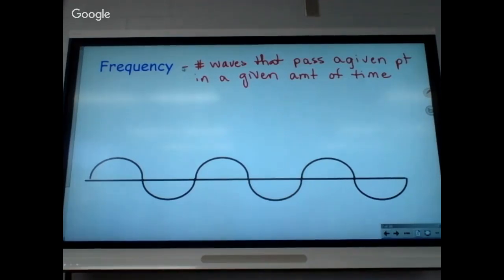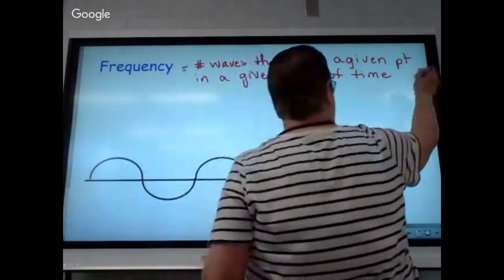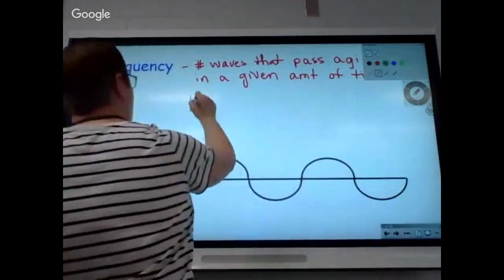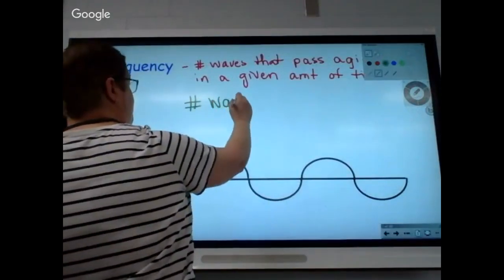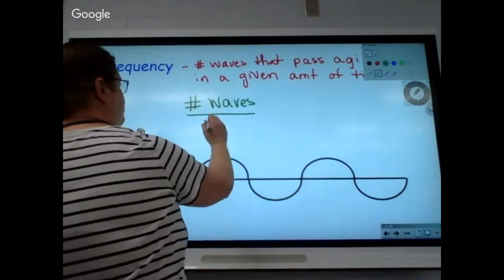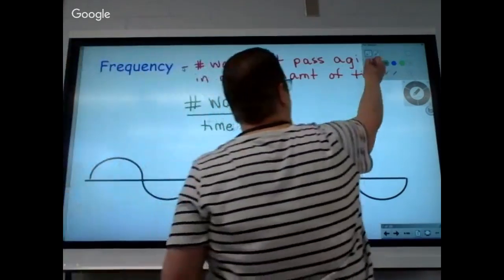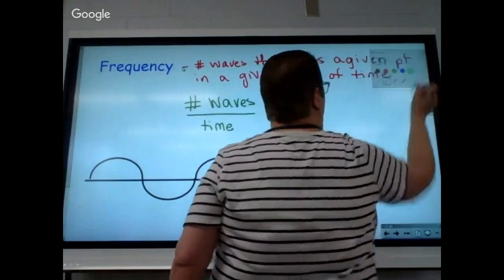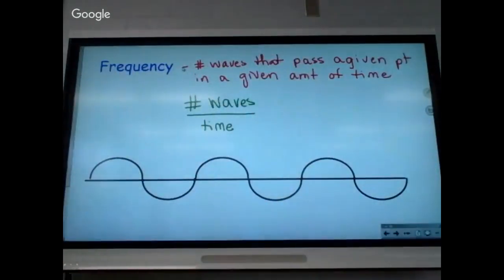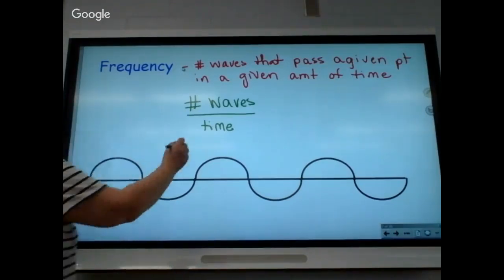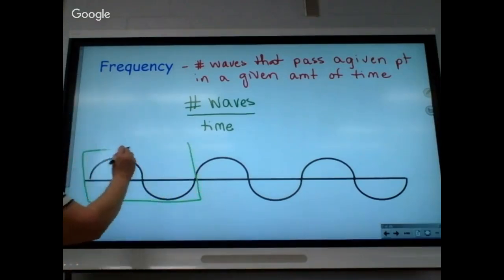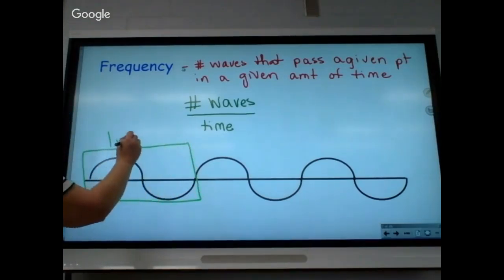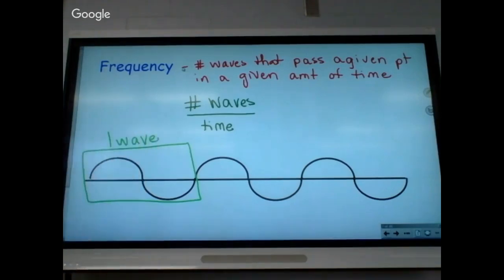Yeah. There you go. All right, so when we want to find frequency, frequency is the number of waves over the time. Now, what makes up a wave? The trough and the crest. Okay, so that would be one wave.